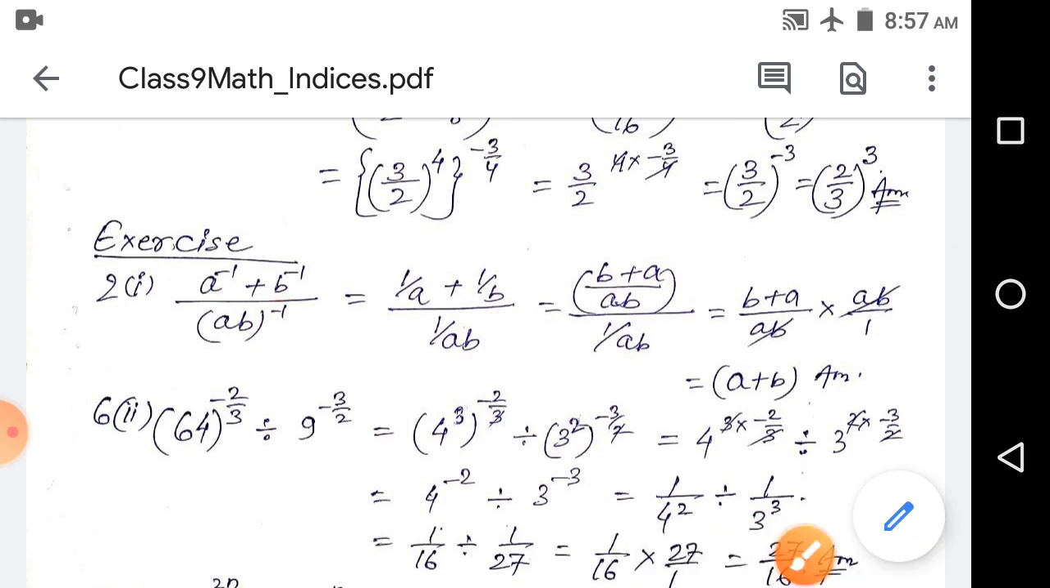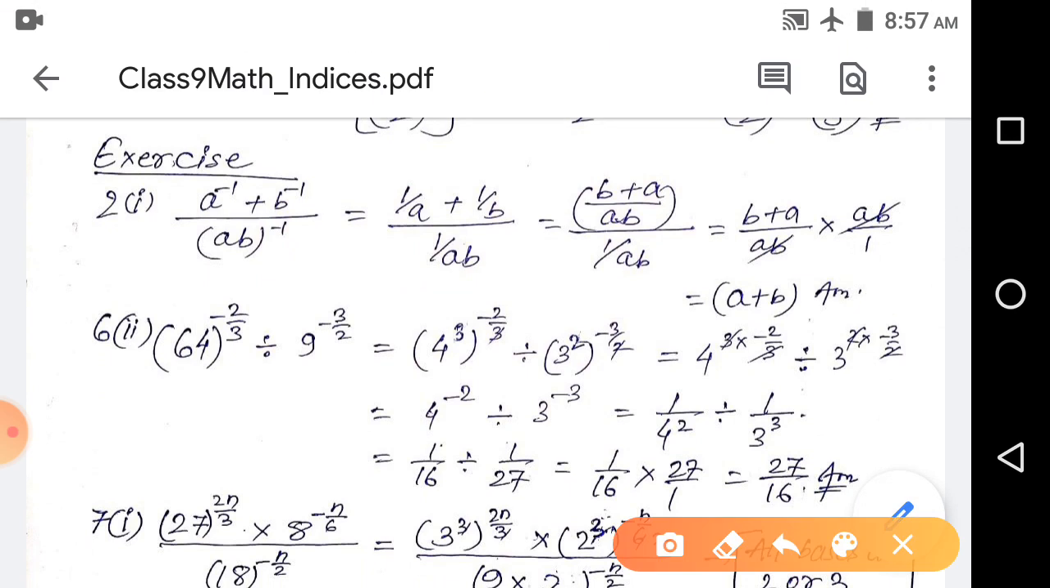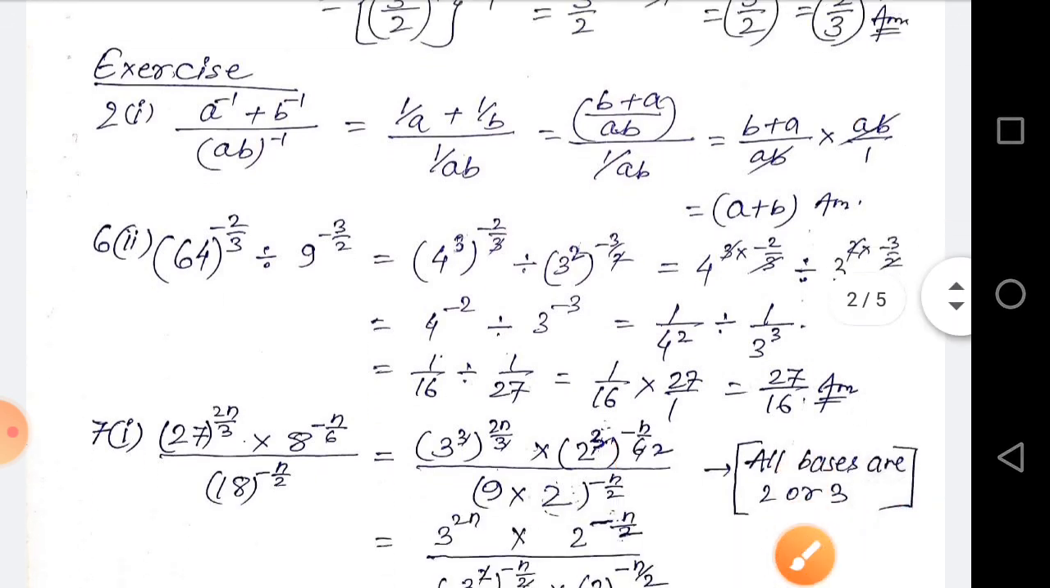So after that, for the numerator term, we can take the LCM as ab and write it as (b plus a) by ab, and here it is 1 by ab. So after that we can solve this by taking the multiply sign and taking the reciprocal here. So the answer is a plus b. Question number 3, you can solve, 4 you can solve, and 5 also. 6 bit 1 you also can solve, and 6 bit 2 you may solve, but the explanation is given here.